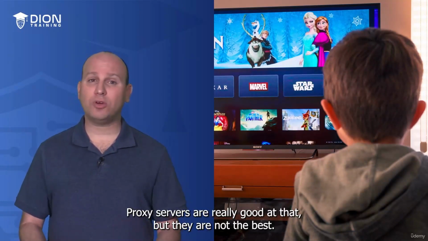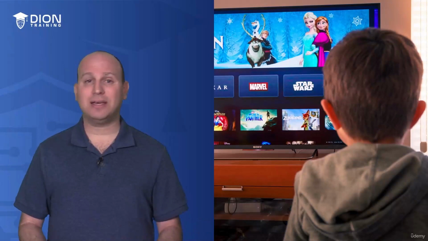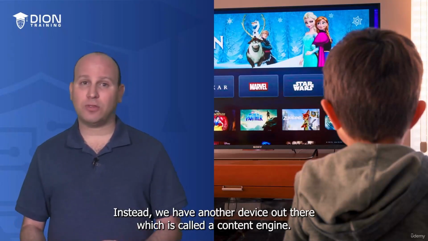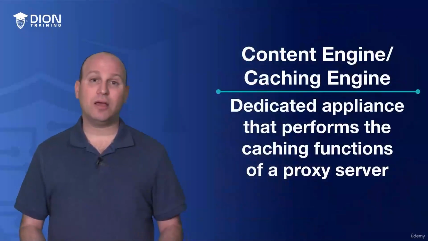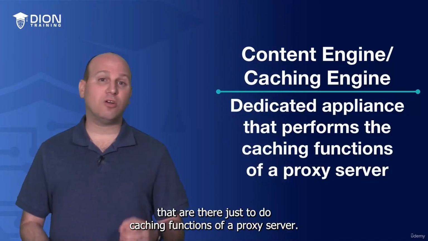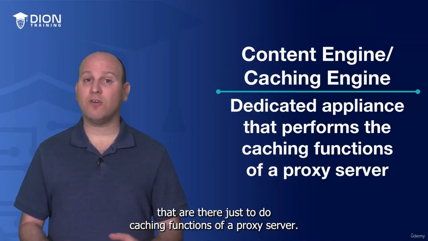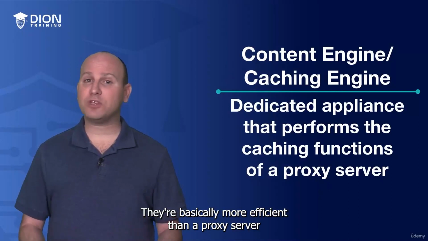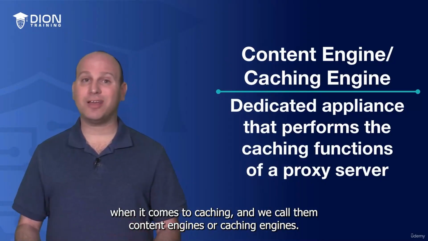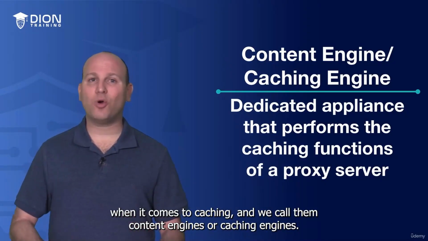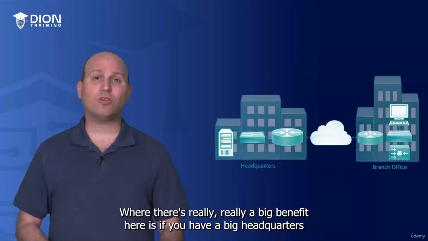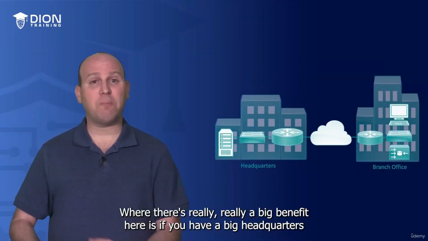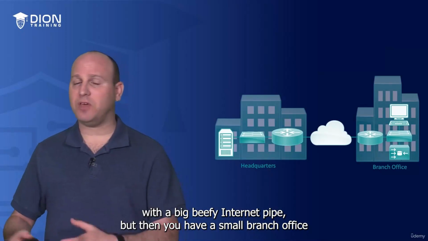Proxy servers are really good at that, but they are not the best. Instead, we have another device out there which is called a content engine. These are dedicated devices that are there just to do caching functions of a proxy server. They're basically more efficient than a proxy server when it comes to caching, and we call them content engines or caching engines. Where there's really going to be a big benefit here is if you have a big headquarters with a big beefy internet pipe.